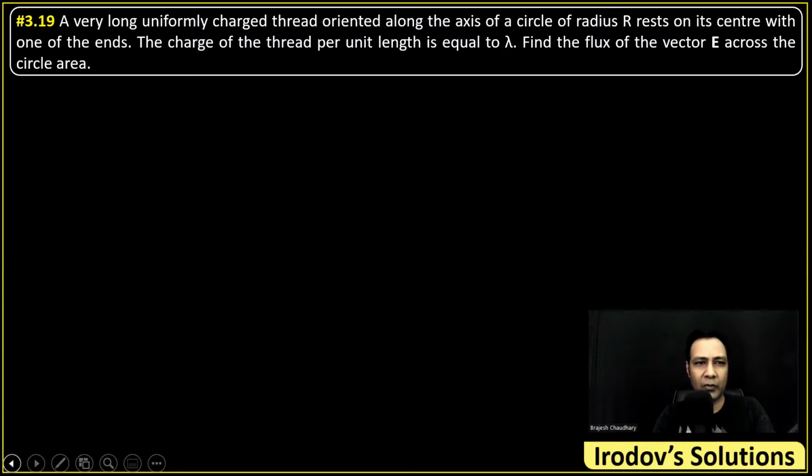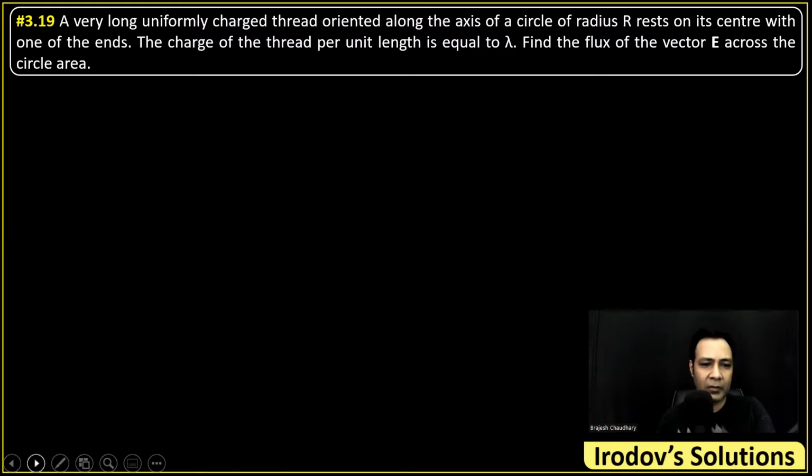Let's see this question number 3.19 of Irodov. The question states, a very long uniformly charged thread oriented along the axis of a circle of radius R rests on its center with one of the ends. The charge of the thread per unit length is equal to lambda. Find the flux of the vector E across the circle area.